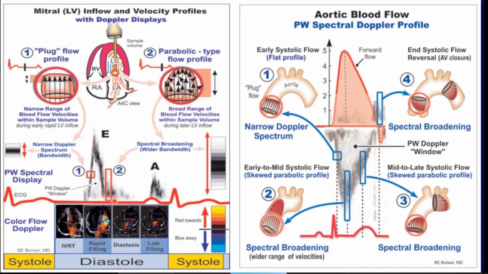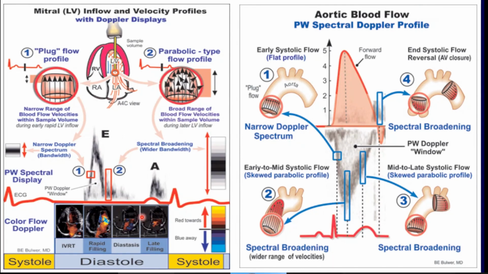And just after that, there is equalization of pressure in the left atrium and the left ventricle, and hence the velocity profile will show no flow. This is called the diastasis phase of the diastole. There is nothing happening during this time. This is a fraction of a second.